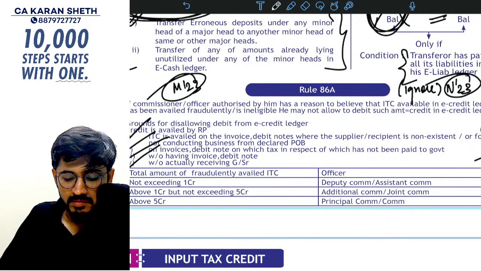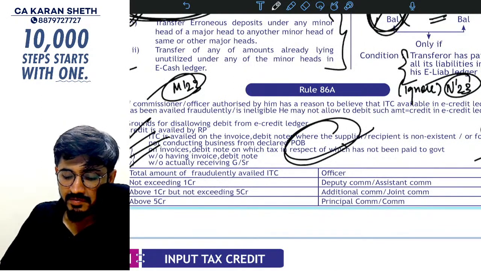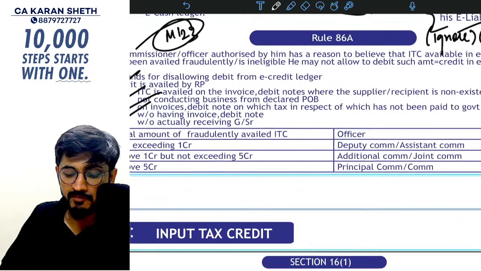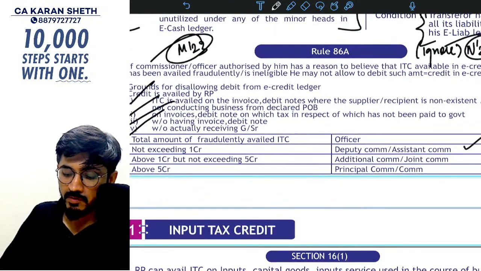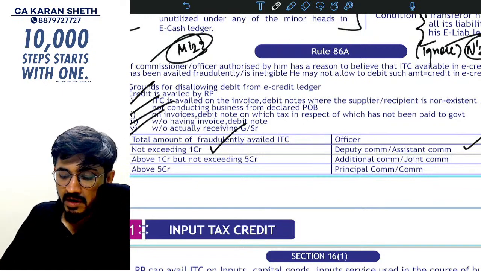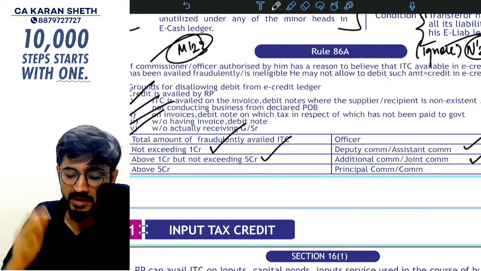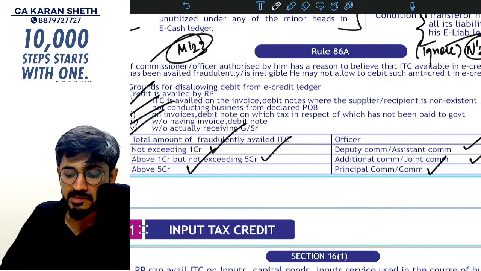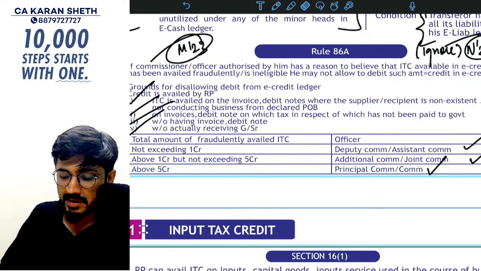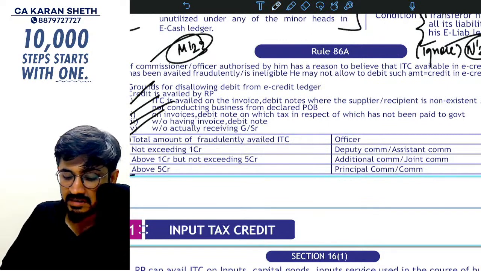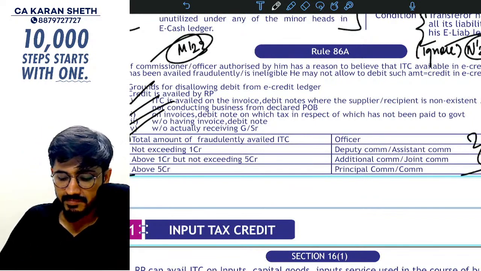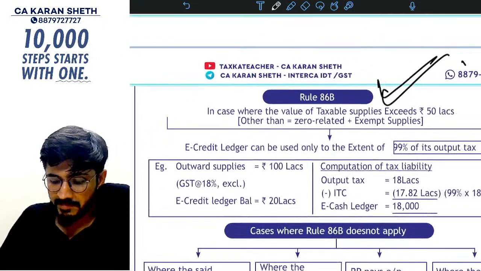Okay, these were the reasons, and the amount of debit that is disallowed depends on the rank of the officer. So it was ACDC, not exceeding 1 crore, additional commissioner, joint commissioner, above 1 crore but not exceeding 5 crores, and the last is above 5 crores. It is either the principal commissioner or commissioner. Is that very clear, my dear friends? Done. Okay, so 86A is done.